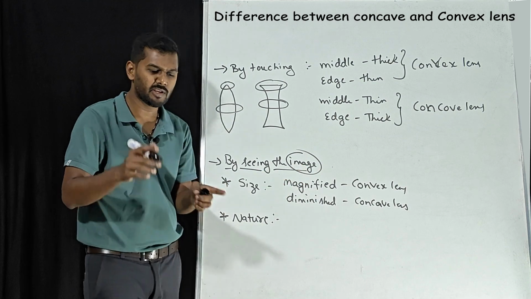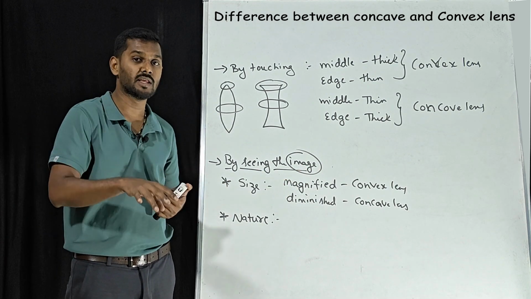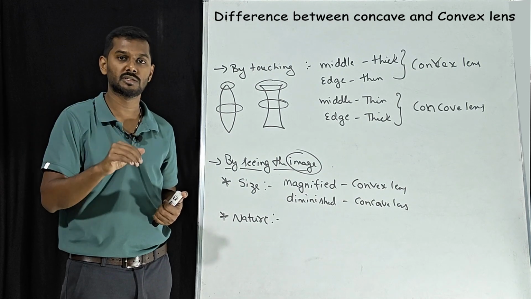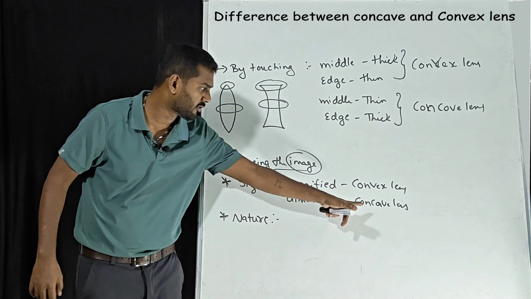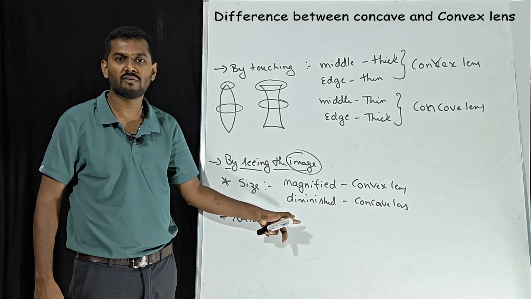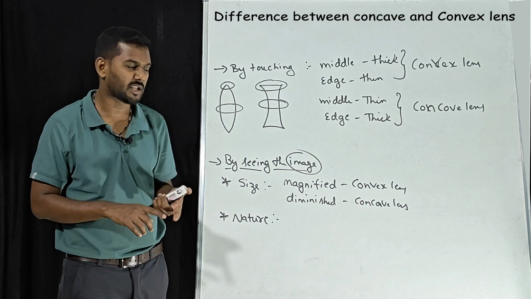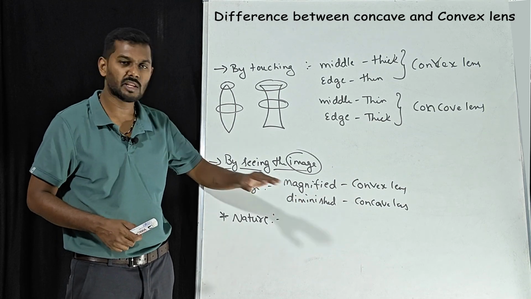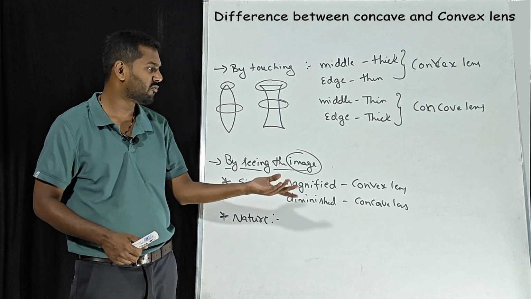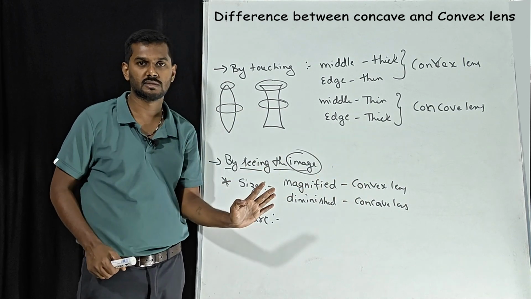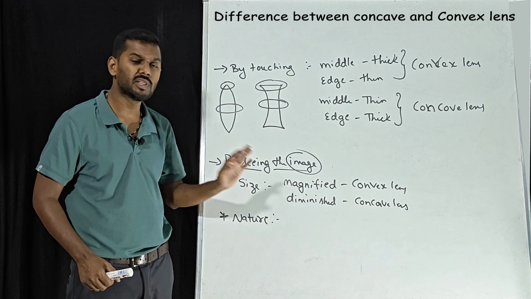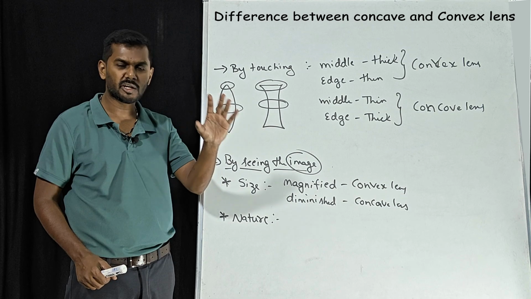So what do you mean by this? Very simple. We know that with a concave lens, there is no possibility to get a magnified image. Whatever image we get from a concave lens is always diminished. This condition we know. This is what we learned in part B ray diagram, correct? So for a concave lens, there is no magnified image. If the size of the image is increased, that is obviously always convex.